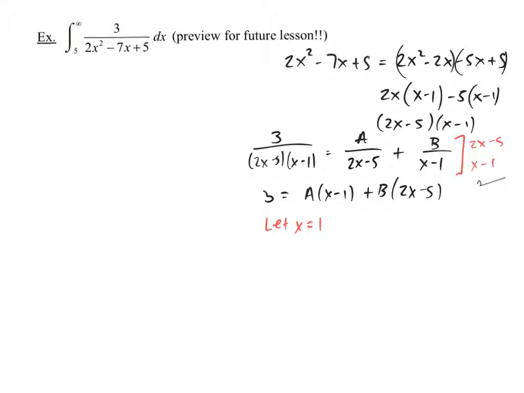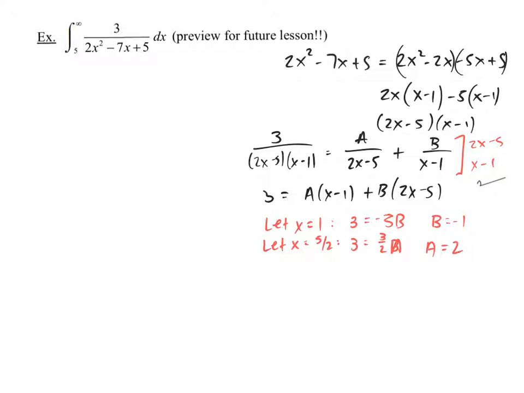So if I let x be equal to 1, then that's going to give me 3 is equal to negative 3b, which means that b is going to equal negative 1. And then if I let x be equal to 5 halves, that will get rid of the term that has b in it. And so that's going to be 3 is equal to 5 halves minus 1, which is 3 halves of a. And so that means that a is going to equal 2. And so I'm going to go ahead and use those numbers in my partial fraction decomposition.